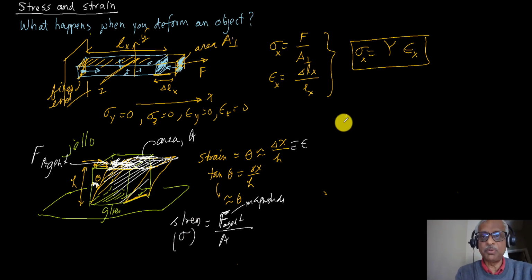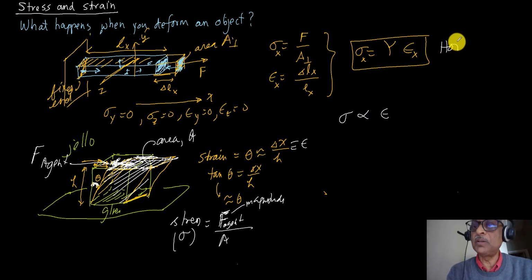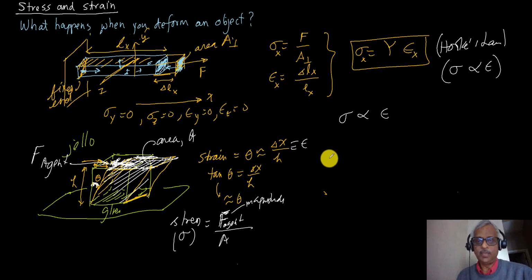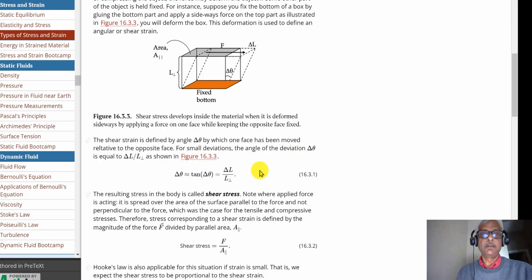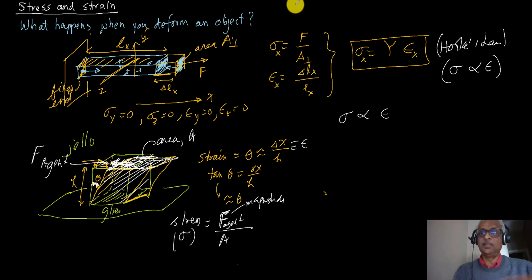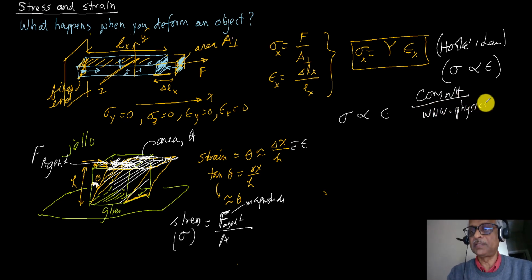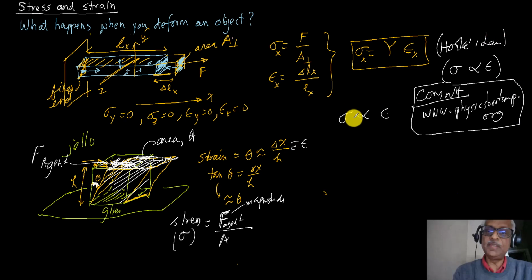Again, this sigma will be proportional to the epsilon because of what we call Hooke's law. When sigma is proportional to epsilon, this is called Hooke's law. But we have different names for stress and strain now. So here is a page from my physics bootcamp website that goes over more detail, and you may want to consult that. So consult physicsbootcamp.org.